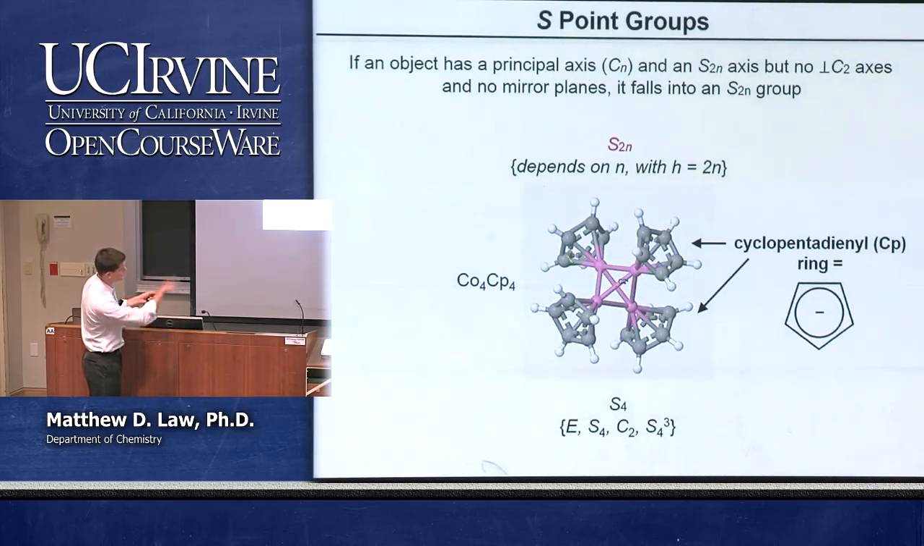And these two, which are pointed into the plane, also rotate around and adopt an equivalent configuration after a C2. But there are no mirror planes in the molecule, and that's because these cyclopentadienyl rings are slightly canted relative to one another.